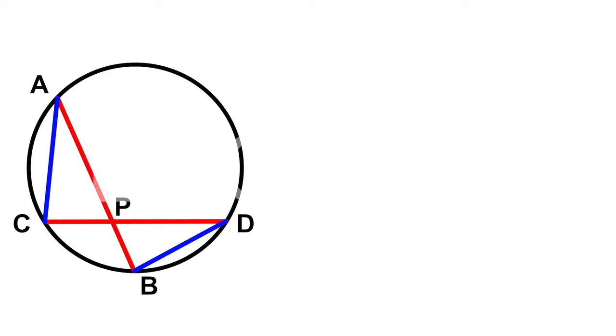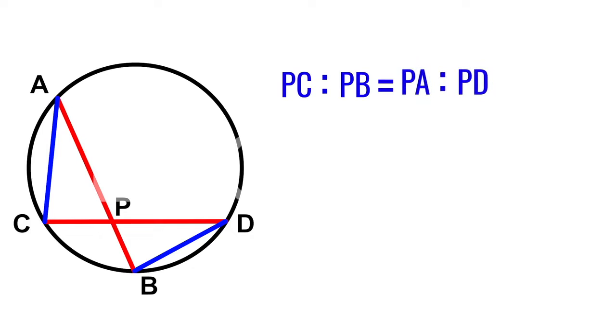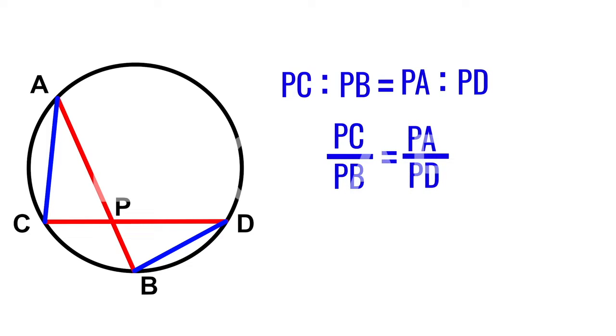As the sides are proportional, it can be written as PC is to PB is equal to PA is to PD. That is, PC divided by PB is equal to PA divided by PD. By cross multiplying these values, PA into PB is equal to PC into PD. Here, PA and PB are parts of the chord AB. Similarly, PC and PD are parts of the chord CD.